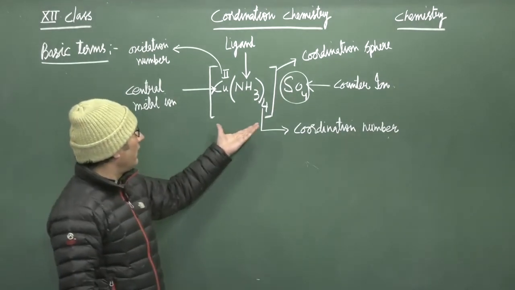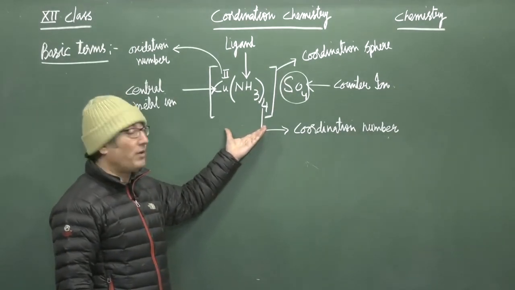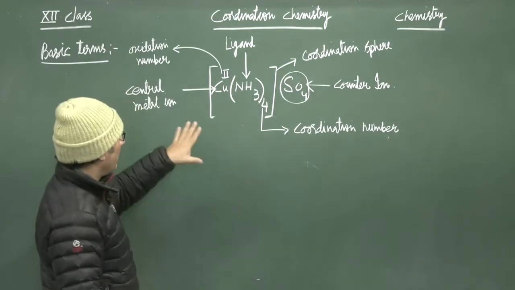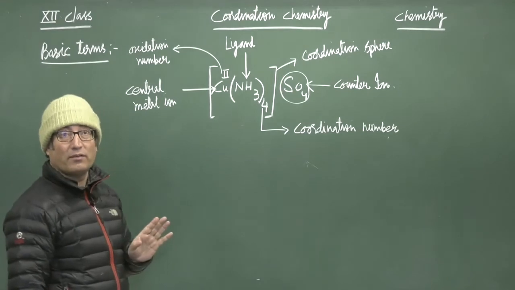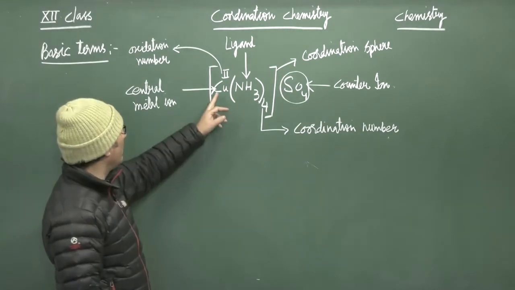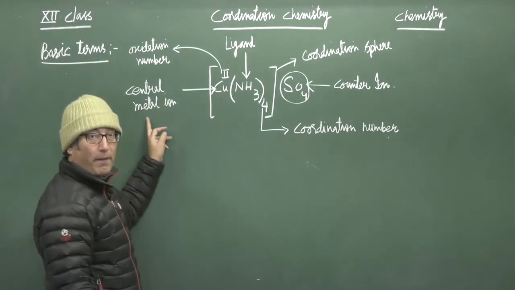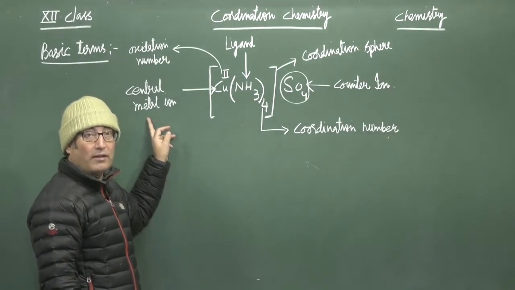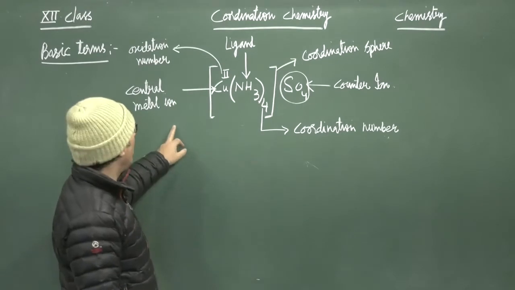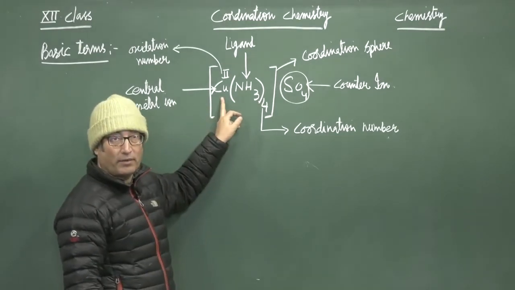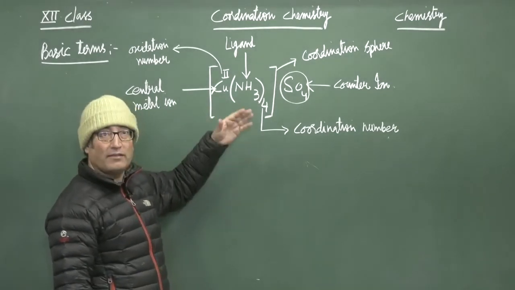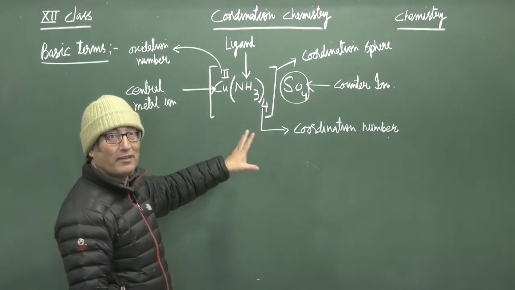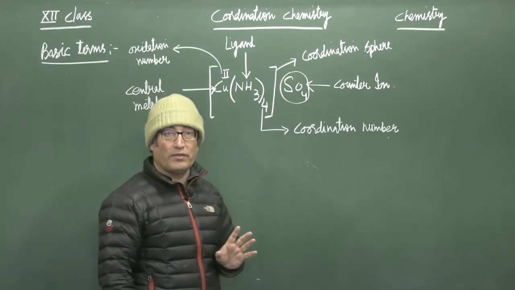I have given an example of a coordination compound here, which is copper ammonium sulfate, and most of the terms are written in this coordination compound. One is the central metal ion. Every coordination compound contains a nucleus, at least one, and that nucleus is the central metal ion. Here that central metal ion is copper. We'll be taking each term in detail. Let me first introduce all the basic terms which we use in coordination compounds.